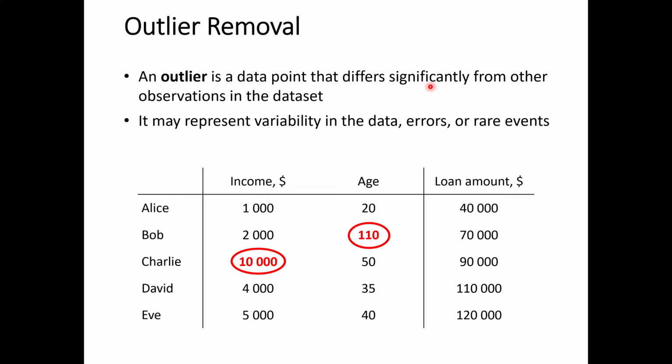For example, in this dataset, we can see two potential outliers. However, while an age of 110 years most likely indicates an error, even though it's theoretically possible, an income of $10,000 is quite reasonable. So, deciding what exactly counts as an outlier is ultimately up to the analyst.